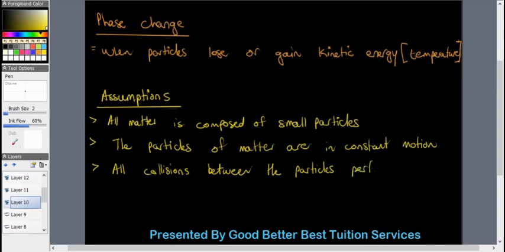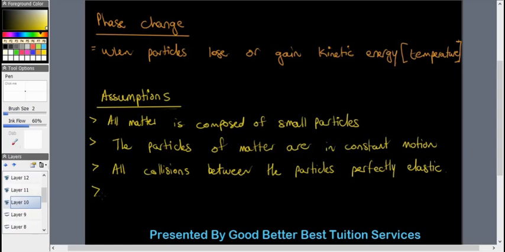So let's summarize that part. Perfectly elastic. When we deal with collisions in grade 12 physics, in the physical sciences subject, under the topic of momentum, we'd like to prove that collisions are elastic, meaning the kinetic energy before equals the kinetic energy after. So the kinetic energy before the collision equals the kinetic energy after the collision.